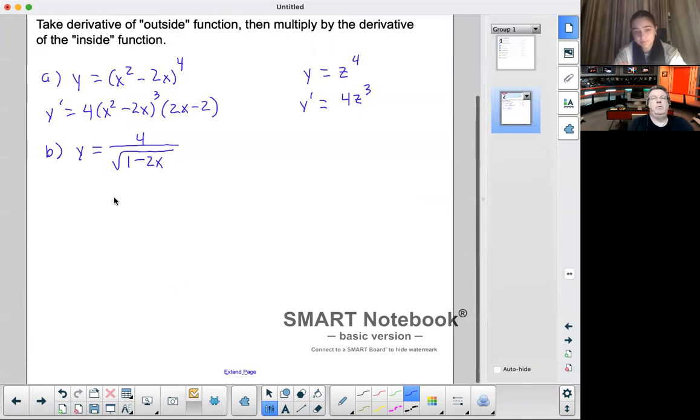So the first thing I'm going to do, and this is all the time when you're taking derivatives, I'm going to rewrite the square root of 1 minus 2x as (1 minus 2x) to the 1/2 power. Is that okay with you? Yeah. And do you know how I could move this guy up top? Do you bring it up and then negative the power?